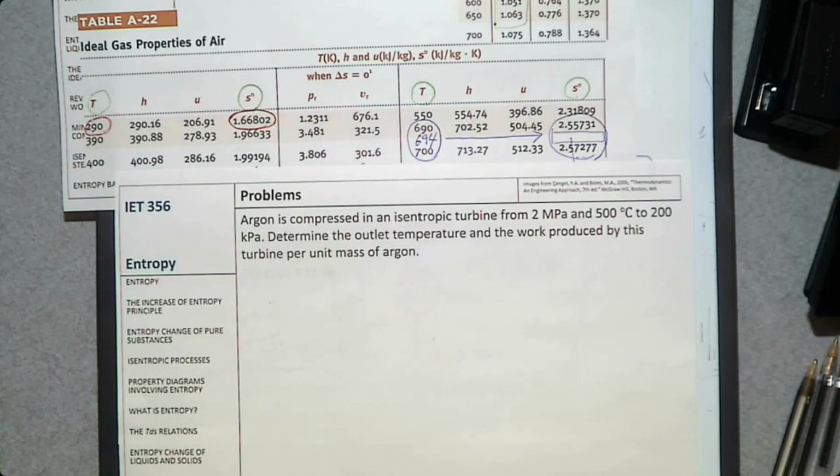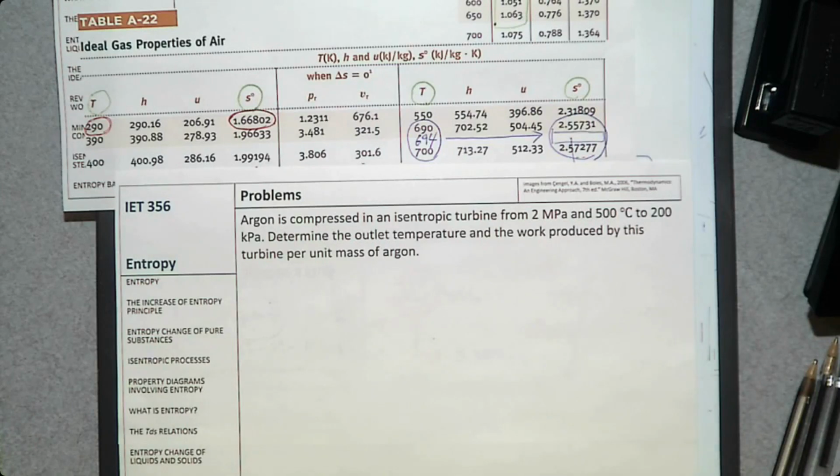We have argon compressed in an isentropic turbine from 2 megapascal and 500 degrees Celsius to 200 kilopascal. Determine the outlet temperature and the work produced by this turbine per unit mass of the argon. Okay, so let's calculate the temperature at the outlet.